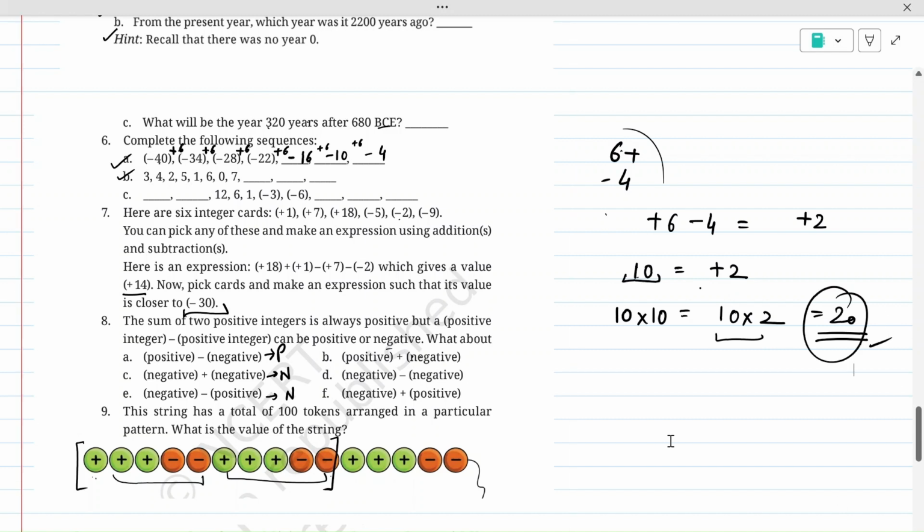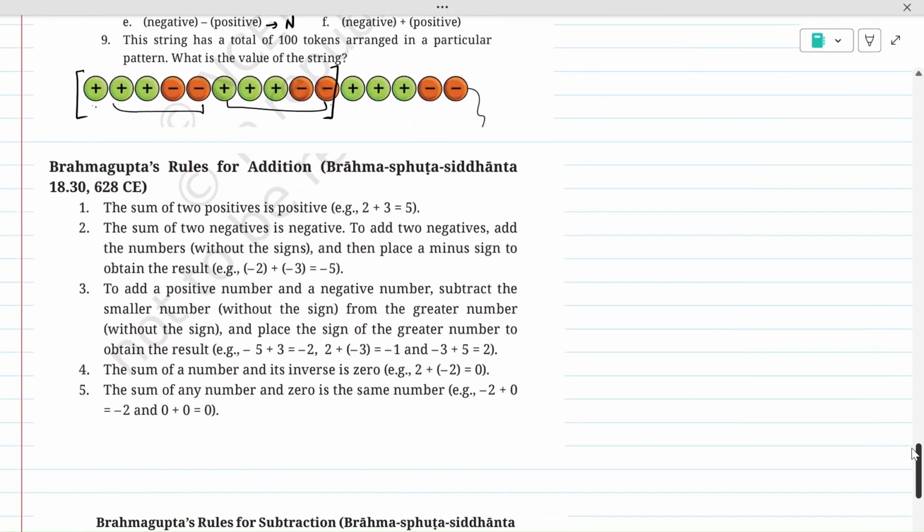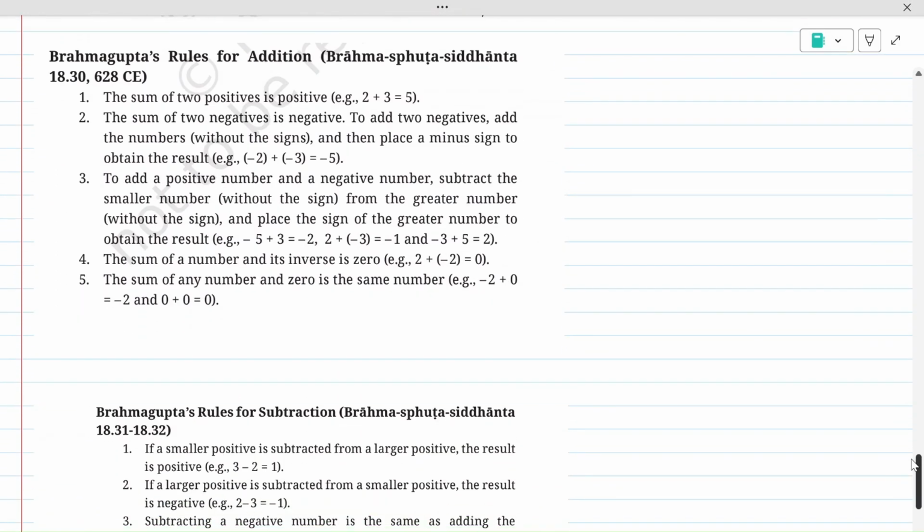The last is Brahmagupta's rules for addition and subtraction. So kids, this is very, very important. Somehow I feel that this should be covered in the beginning, right? What it says is, Brahmagupta's rules for addition: the sum of two positive numbers is always positive. We have to always learn this. Always try to understand and learn this. This is the basic of the integer operations. So the sum of two positives is always positive.